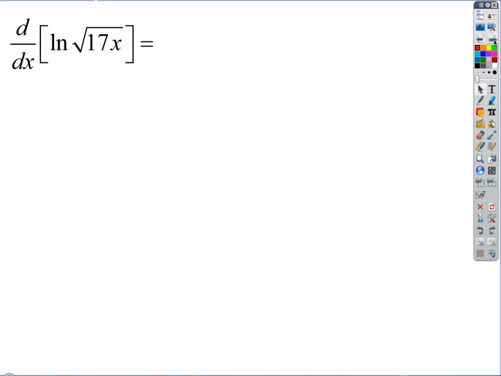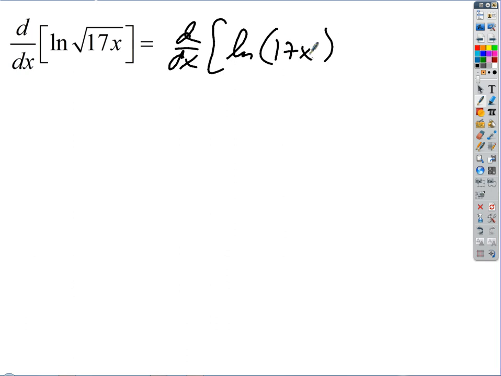Okay, what about this one? That looks terrible, but this time, could we maybe bail ourselves out a little bit? If we rewrite this in terms of an exponent, what's that square root going to become? One half. So a 1/2 coefficient in front: the natural log of 17x to the 1/2. Now we can do a lot with this one, can't we?